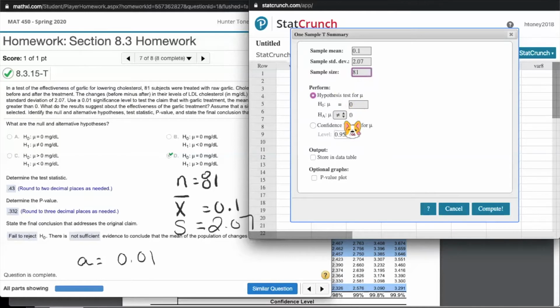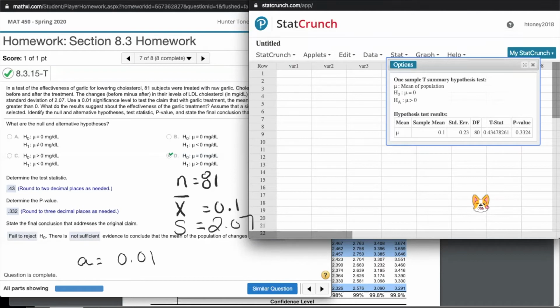So we're testing our mu. Our null hypothesis, we have equal to 0, which is the same as our problem. But we want to make sure that we change our alternative hypothesis so that it shows our mu being greater than 0 because we're looking for a change. So once you have everything matching what we've already selected in our problem, we can continue.